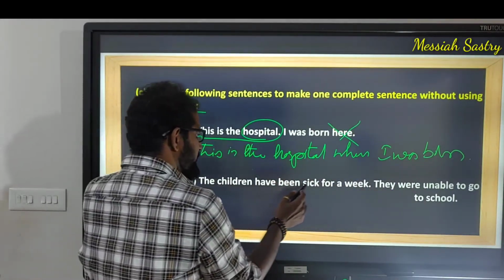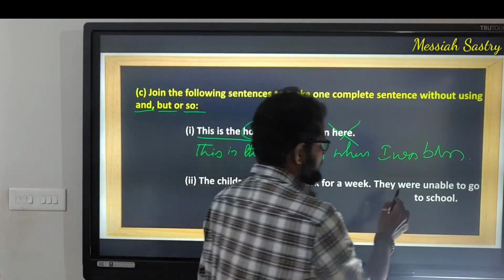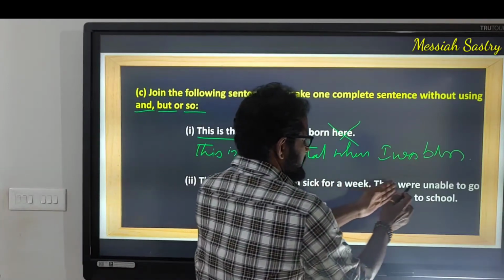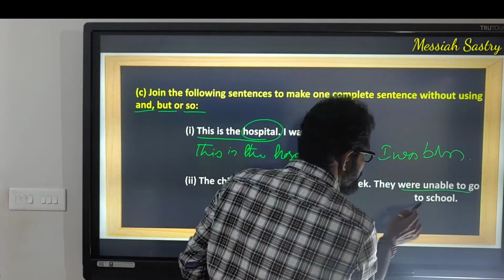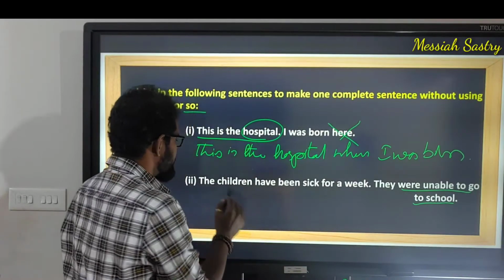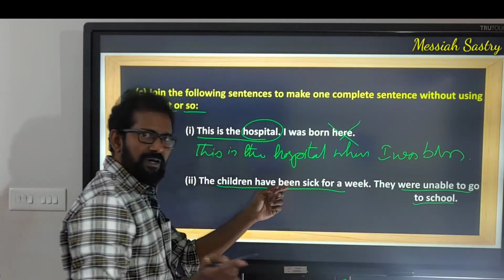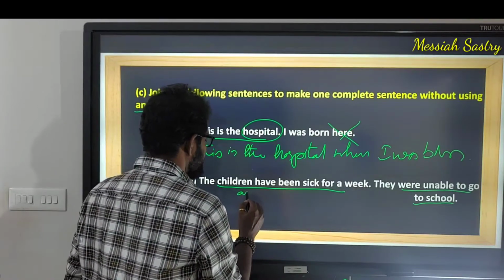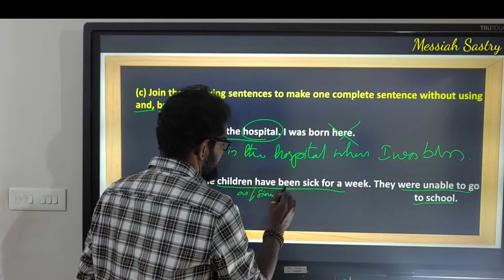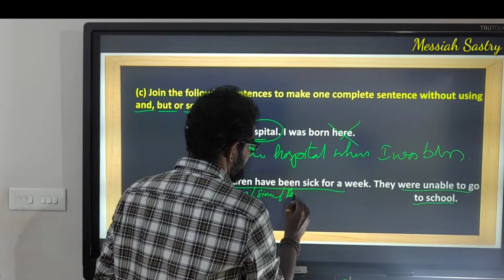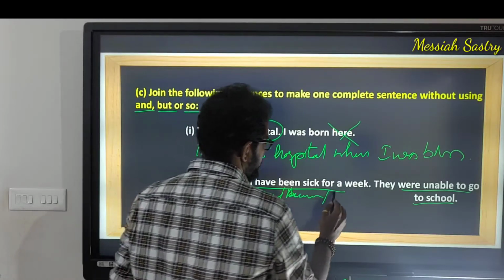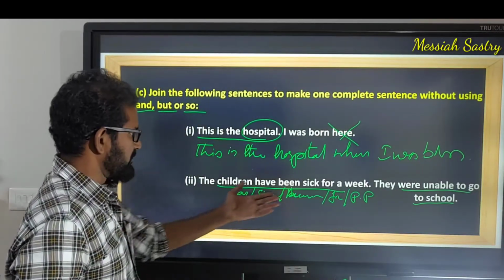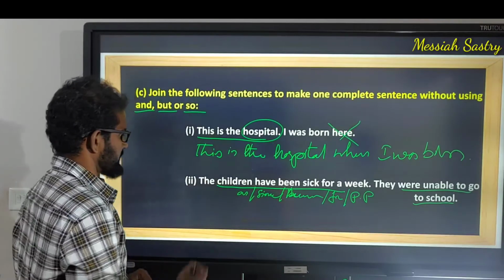The children have been sick for a week. They were unable to go to school. The reason is they were sick. So when you talk about the reason, we use as, since, because, for, present participle. Any one can be used. Let us go with as.